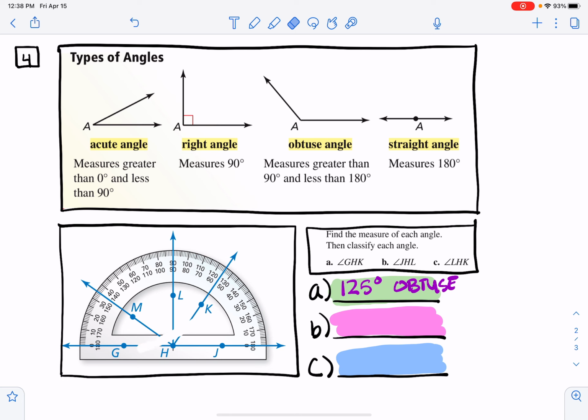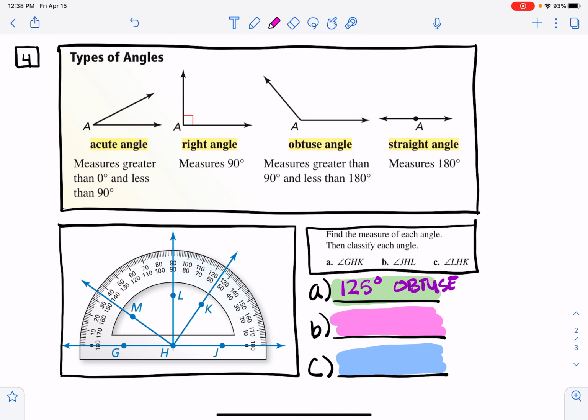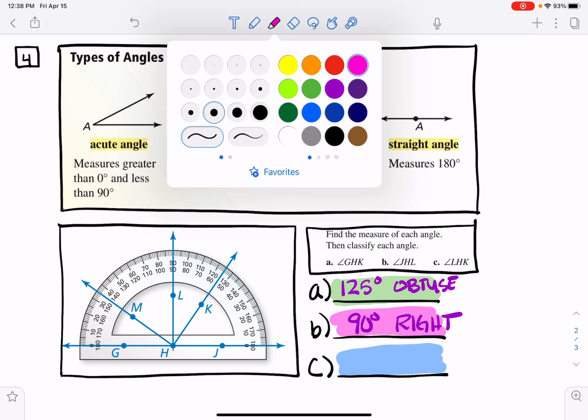Let's do some more examples together. Let's do pink for you now. Highlight this in pink. Angle JHL. So here's J, H, and L. Okay, so how far have we gone all the way from here all the way to there? Looks like 90 degrees no matter how you slice it. So that's 90 degrees, and 90 degrees, of course, is a right angle. Okay, let's erase that one. And let's do the last one here in blue for you, highlight it.